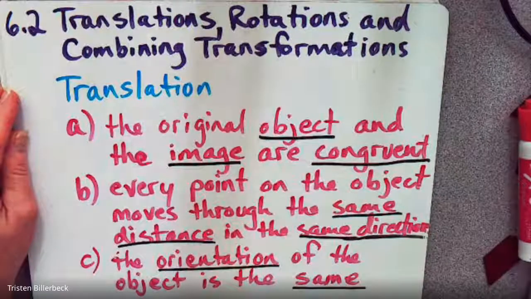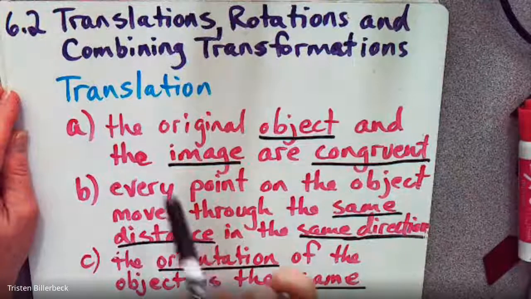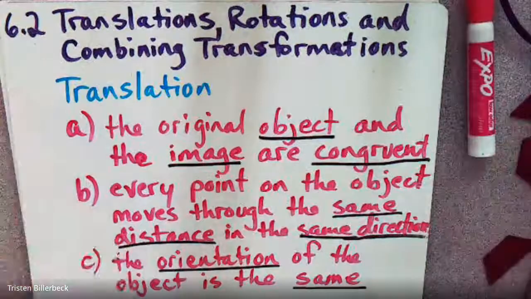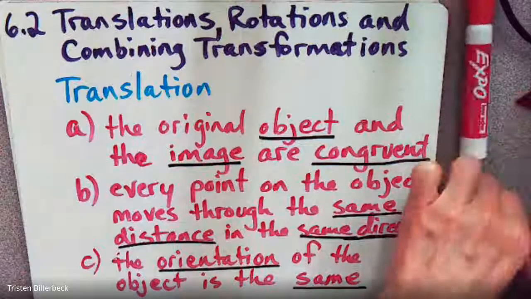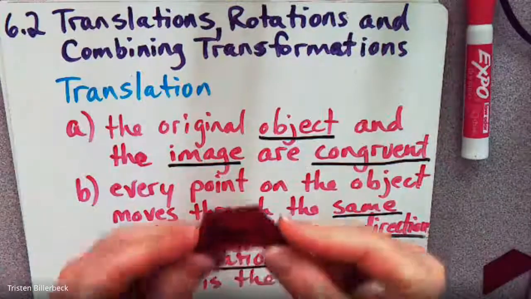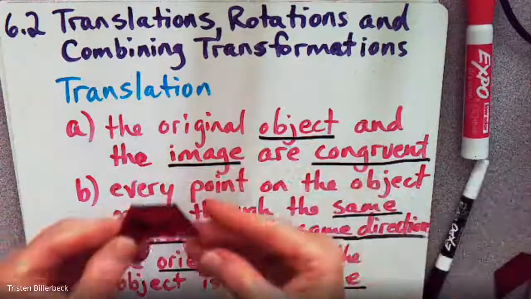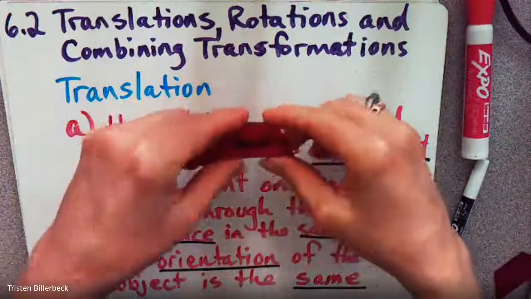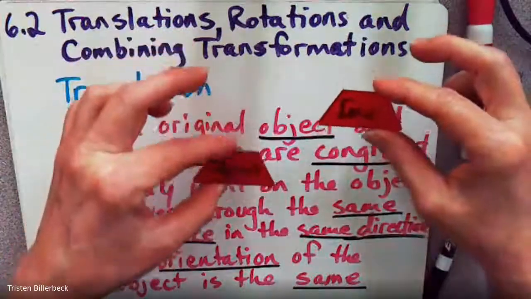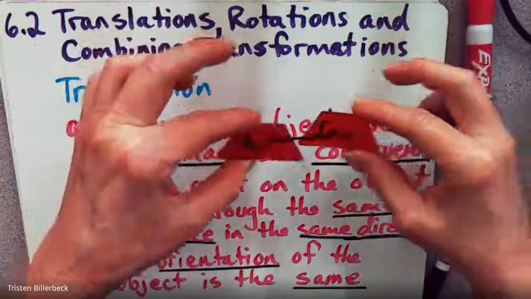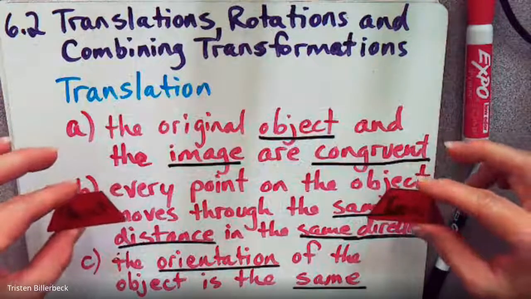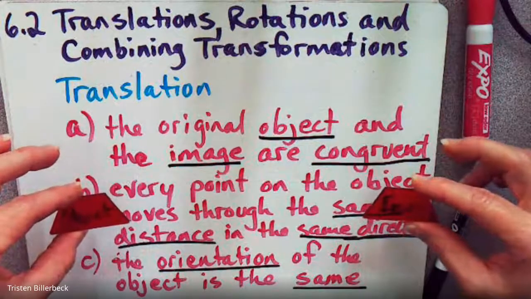We're going to talk about 6.2 translations, rotations, and combining transformations. So right now we're going to talk about a translation. The original object and the image of the object are congruent. So let's get two objects that are congruent. Okay, so when we translate, we just move them like this, or move them like that. That's a translation. Every point on the object moves the same distance in the same direction.